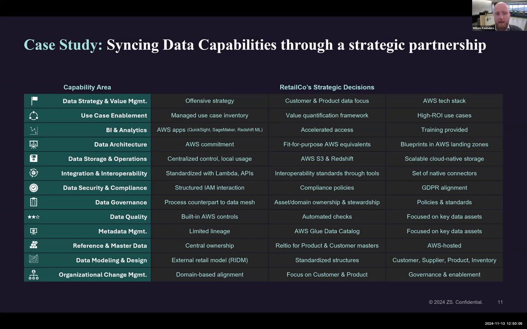At a data strategy level, the highest level, it was offensive here as well. The retail company wasn't really concerned, if at all, with any sort of compliance from a regulatory perspective. They focused on customer and product data domains. That was the other part of the data strategy. Not all data everywhere, but those two domains, which, if we get those right, a lot of other stuff will follow, they felt. So those were the big decisions they made.